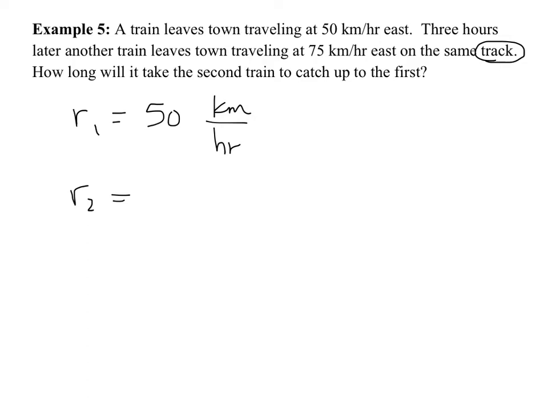Yeah. You could do 75 kilometers per hour minus 3 times 50. But those units don't make sense. I can't do 75 kilometers per hour minus a rate times a time. So I can't do that. You're kind of on the idea of what you can do. Could you say the first train is 150 kilometers ahead of that? Okay, you could find the gap, how far in front of it is. That's one way to do it.